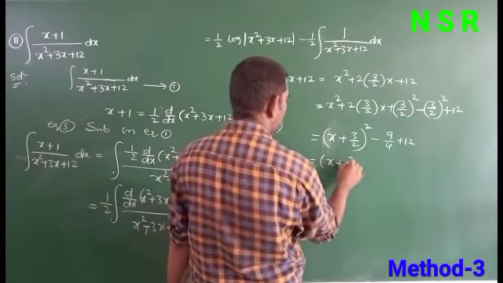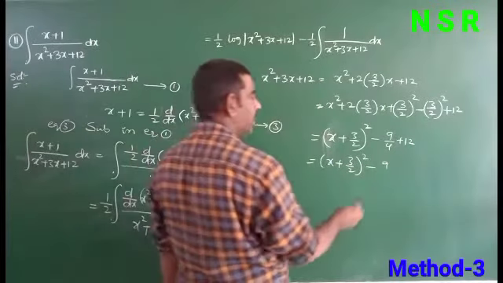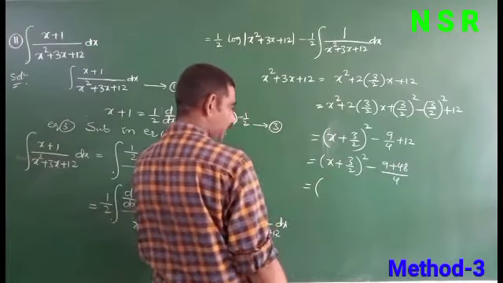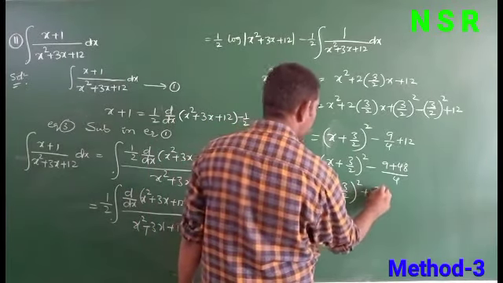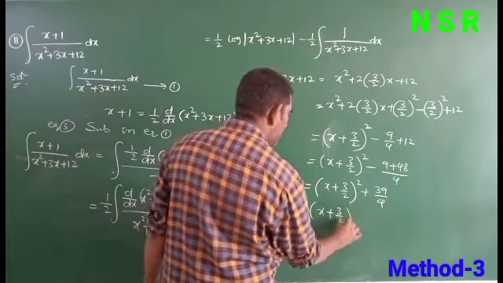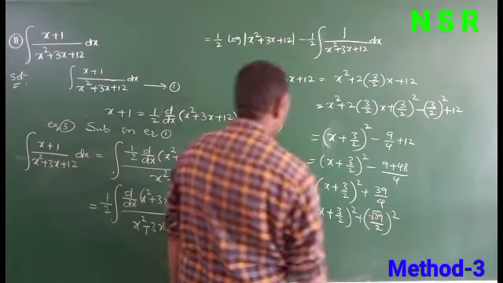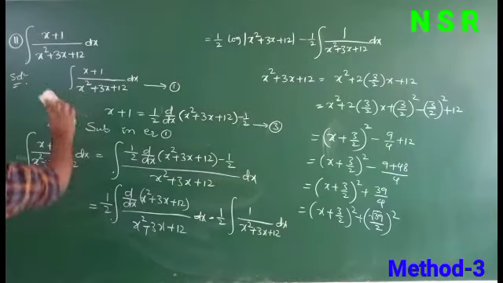Now x plus 3 by 2 whole square, minus 9 by 4 plus 12, which is minus 9 plus 48 by 4. So we get plus 39 by 4. Now x plus 3 by 2 whole square plus 39 by 4. So we can write as x plus 3 by 2 whole square plus root 39 by 2 whole square. Now x square plus 3x plus 12 we can write as x plus 3 by 2 whole square plus root 39 by 2 whole square. So this value substitute in that integration.